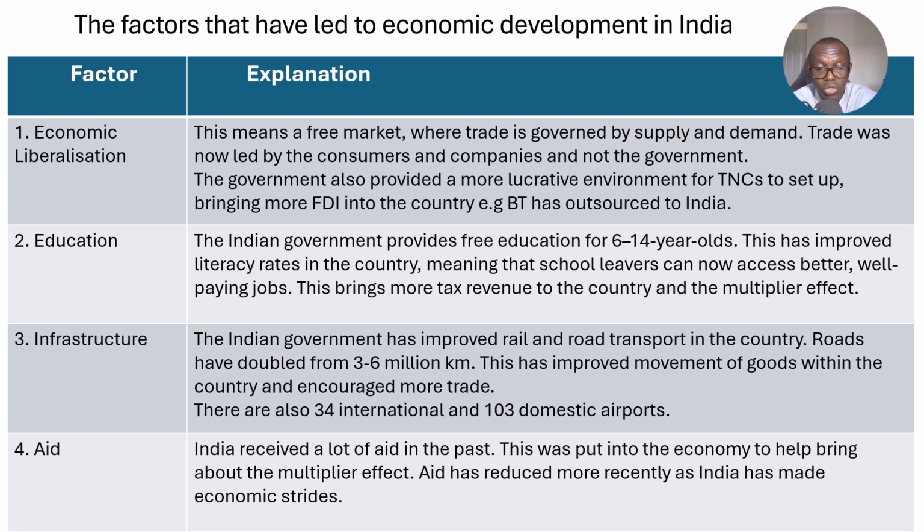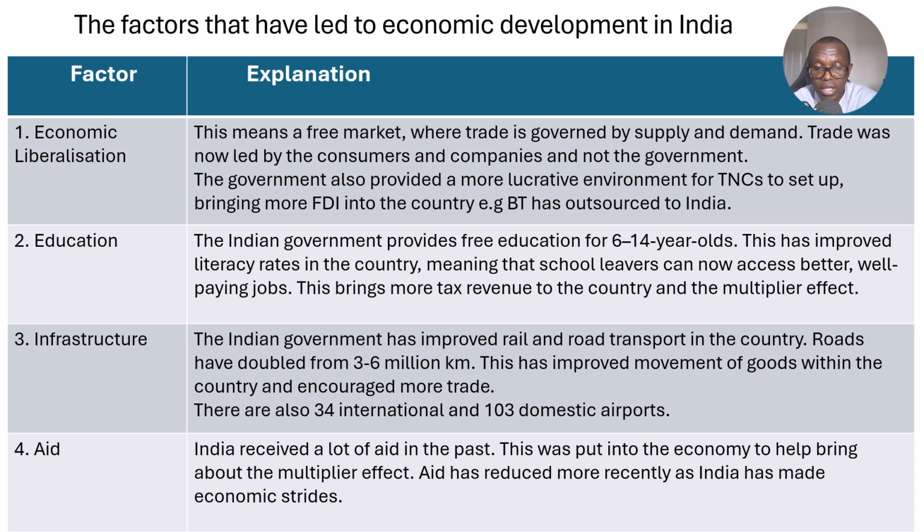So they have actually really invested in their roads and their railway lines. And the roads have actually doubled from 3 to 6 million kilometers of road in the country. Now that improves the movement of goods and people within the country and encourages a lot more trade. Furthermore, there are 34 international airports in India and 103 domestic airports. Again, this is a factor that will facilitate trade and therefore lead to more economic development.